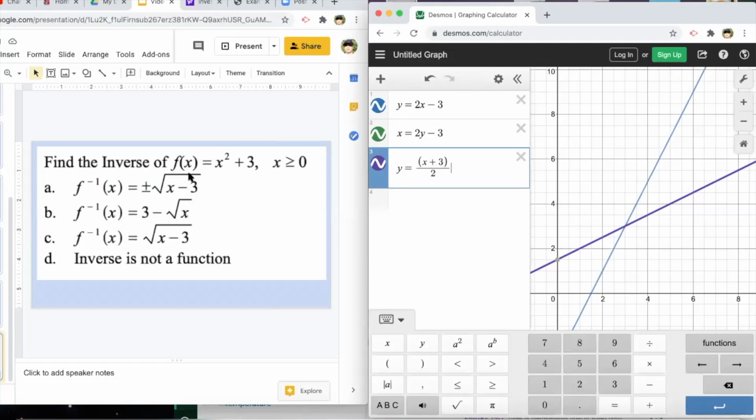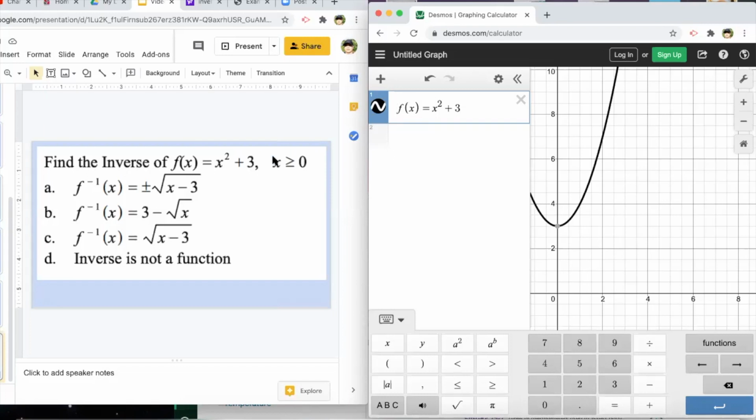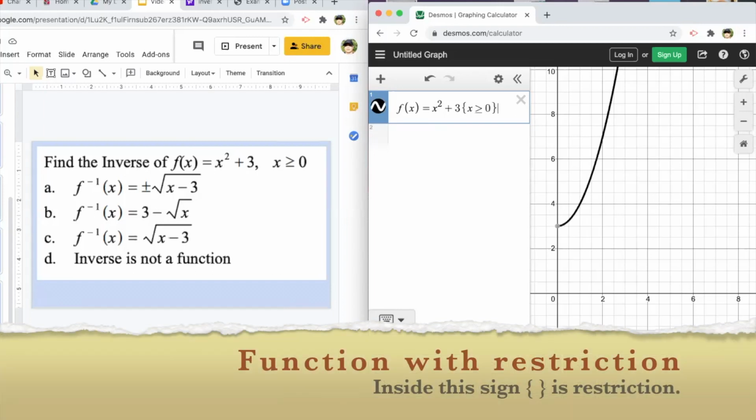Find the inverse of f of x equals x squared plus 3 when x is greater than or equal to 0. So the same thing, what we're going to do is plug in the equation in the Desmos. So the equation is f of x equals x squared plus 3, when x is greater than or equal to 0, so we could write this down here with this brace, that is x is greater than or equal to 0. So this is the graph of the original function.